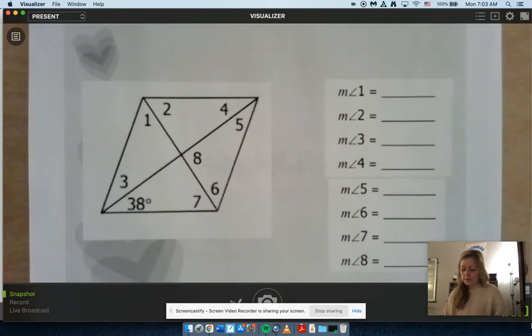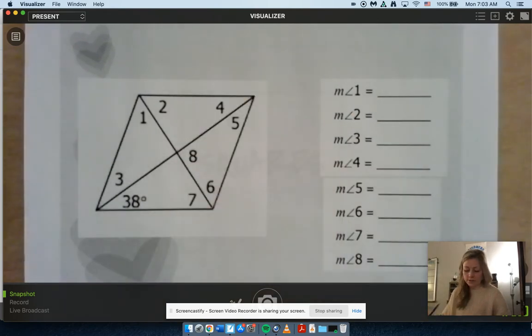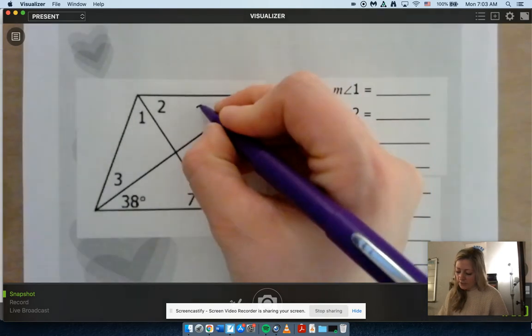So we are given 38 down here, and we have to find all the missing ones. Very simple, easy to do. I think you guys will enjoy this. It's just like a big puzzle. Let's just think, what else would be 38? Well, 4 would be 38 because of alternate interior.